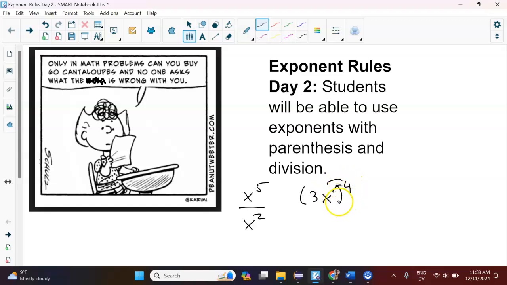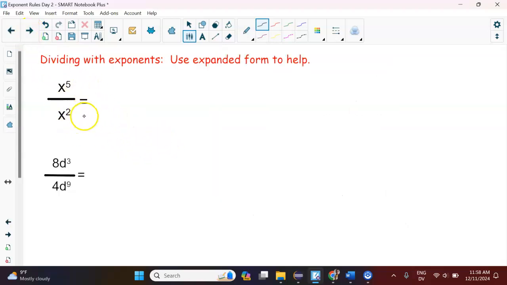We actually distributed in. And then kind of a similar one, if you have a fraction, and then you have an exponent out here, we'll talk about how to deal with this one. It actually just distributes in, sort of like this second one here, but that's what we're doing in this lesson. So the first one is when you divide.